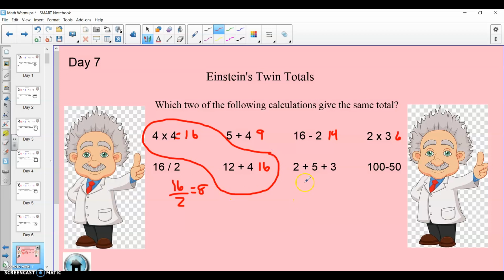I have 16, but let's just make sure. So 2 plus 5 is 7. 7 plus 3. This is 10 here. And 100 minus 50 is... So 4 times 4 and 12 plus 4 are your correct expressions today because they have the twin totals.